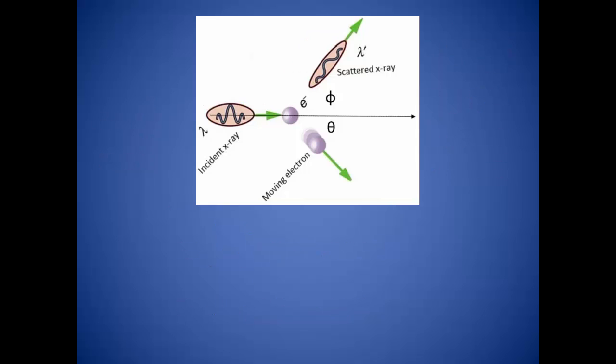So now let's look at the conservation of energy. The energy initially coming in is equal to h times the frequency, but we are a bit more interested in talking about this energy in terms of wavelength. So we can substitute in c over lambda for the frequency and show the energy as hc over lambda as the energy of the incoming X-ray.